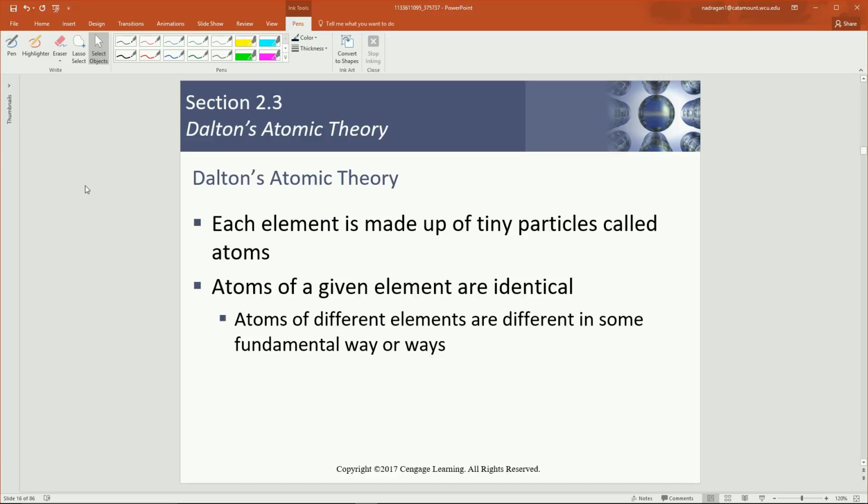Atoms of a given element are identical. So they have the same mass, the same size, and the same chemical properties. Atoms of different elements are different in some fundamental way or ways. So, for example, if you had two iron atoms, if I could draw the same size circle, they would be the same size, mass, and have the same chemical properties.